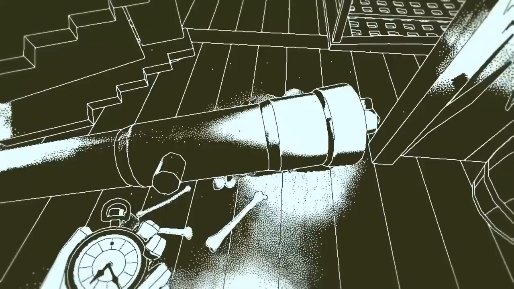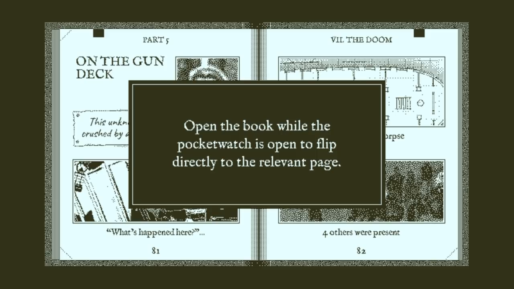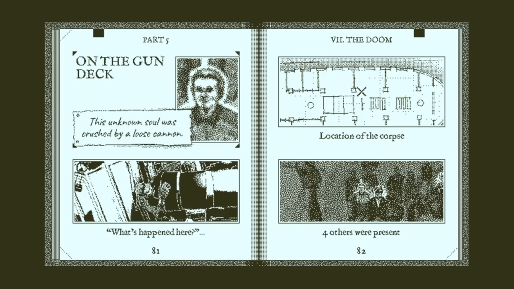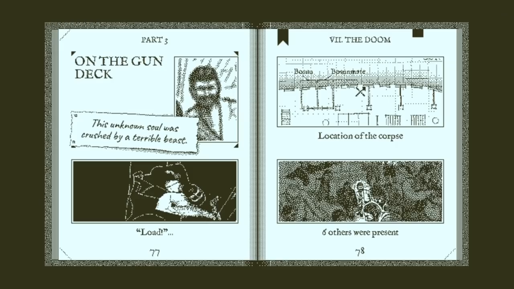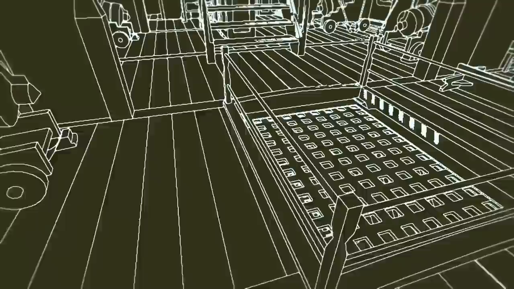Tab. Relevant page. Okay, so this is where we're at for this. This guy crushed by loose cannon. Gotcha. Okay, and then that guy crushed by the creature. Right? Terrible beast. Gotcha. And then who else are we missing?